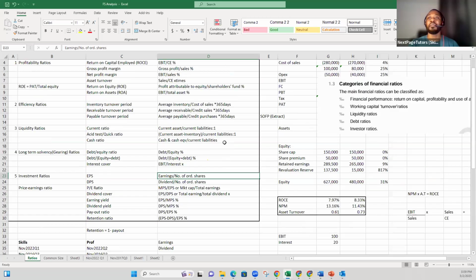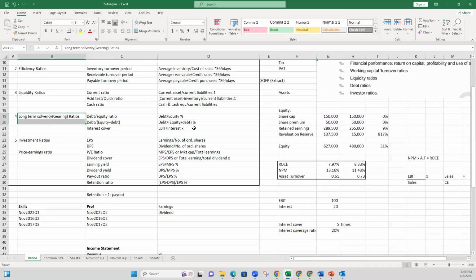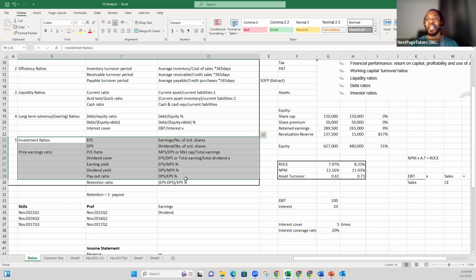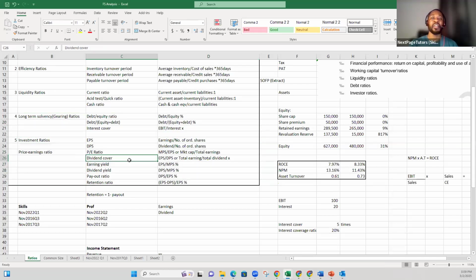All right. So that's for long-term solvency. Let's spend the remaining time on investment ratio, and then we can have a break. So investment ratio, this part is very, very important. I don't know if anyone is offering SFM in this class, but this part is extremely important for you.